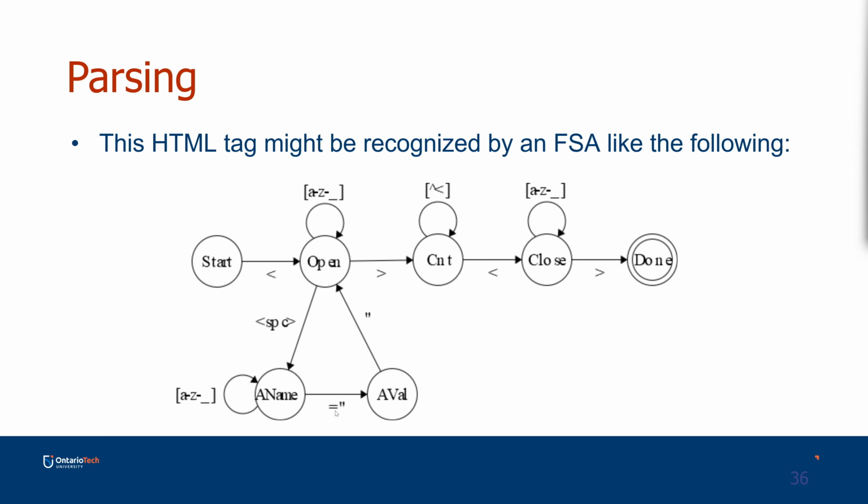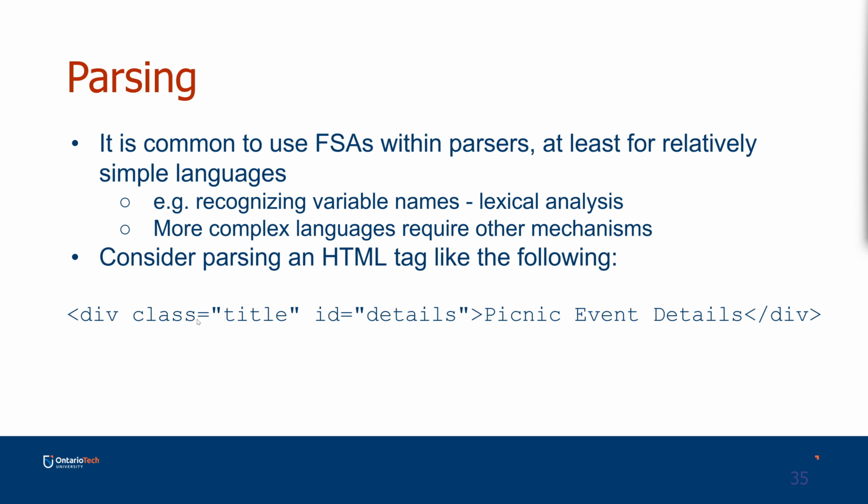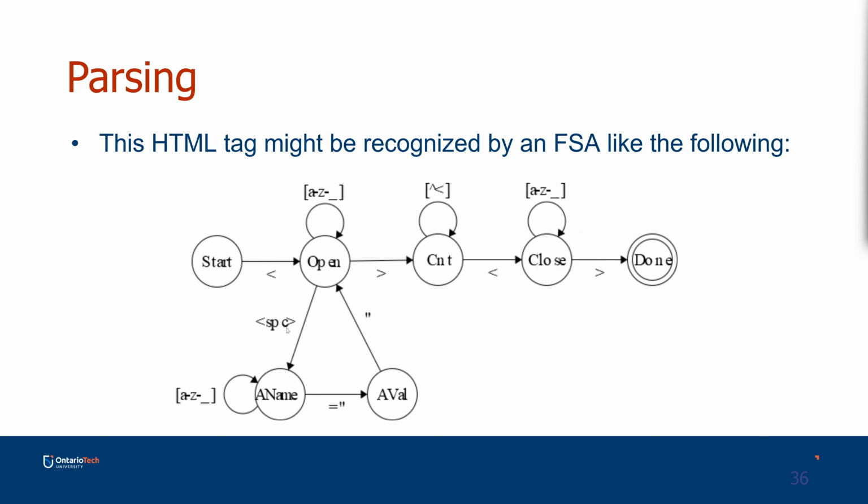But when you encounter an equal sign and a quote, just like we have right here, now I'm no longer defining the name of the attribute, but the value of the attribute. So now I'm in the attribute value. And then when I encounter another quote, that's the end of the attribute value, and I go back to here. And I can have multiple attributes just by going around this cycle multiple times.